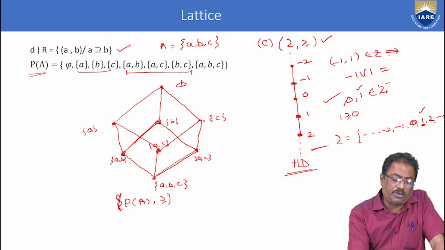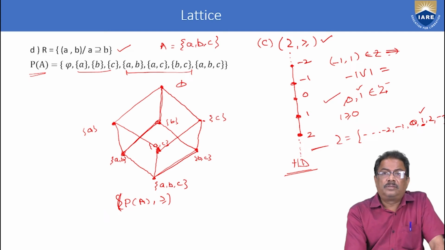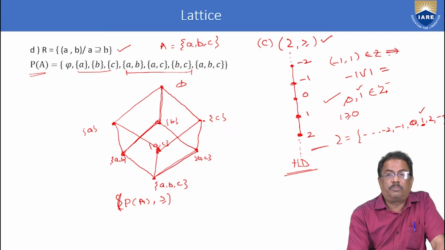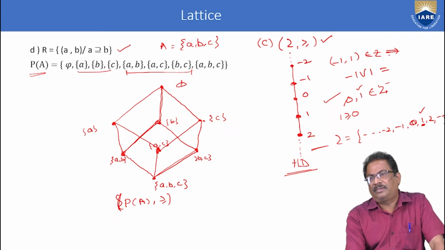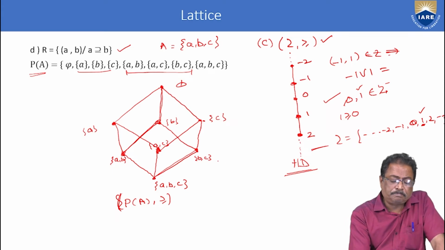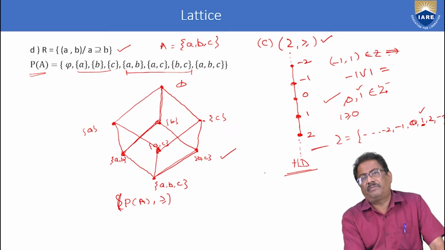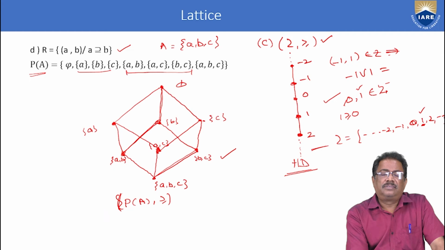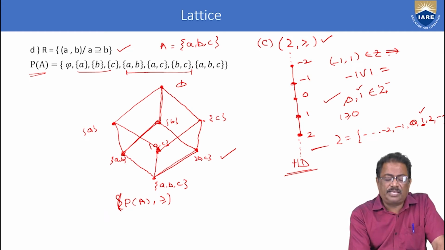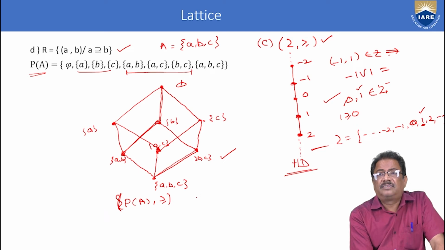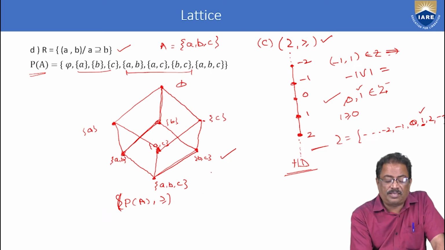Any pair if you are going to consider, if I am taking it like this, the least upper bound is 5 and the greatest lower bound is B. Like that we can get, for every pair of elements, the least upper bound and the greatest lower bound. So we can say that this Hasse diagram is known as a lattice.